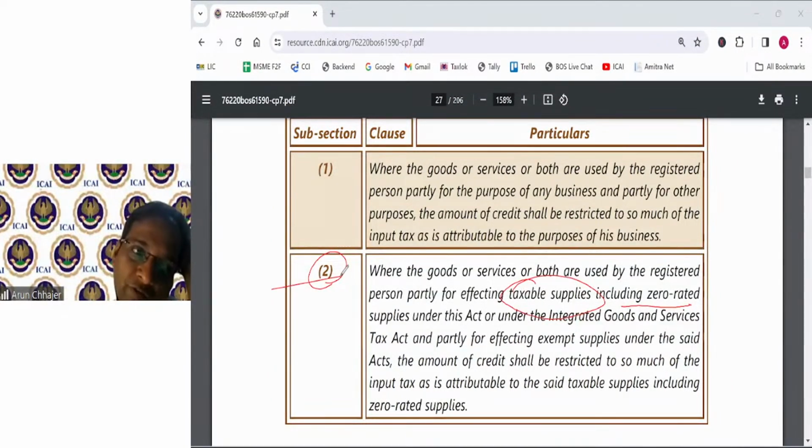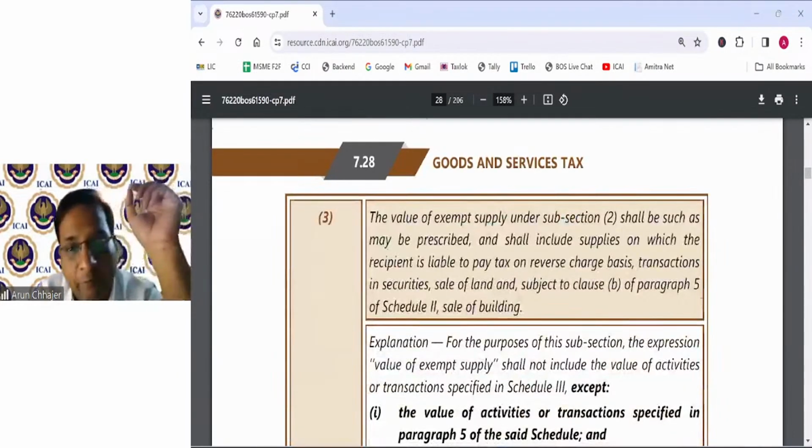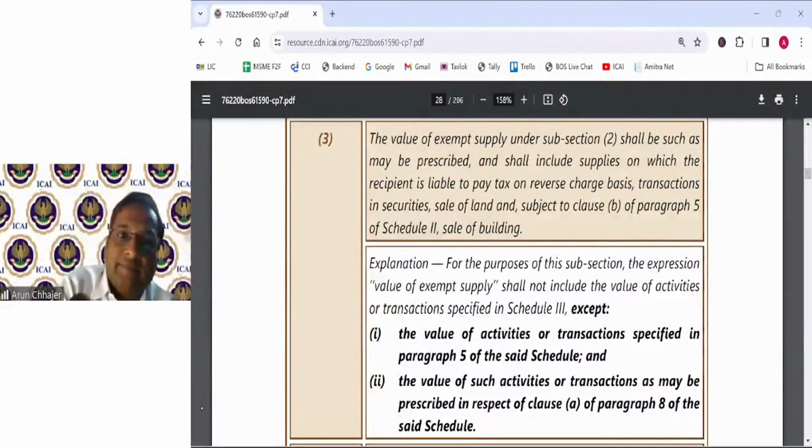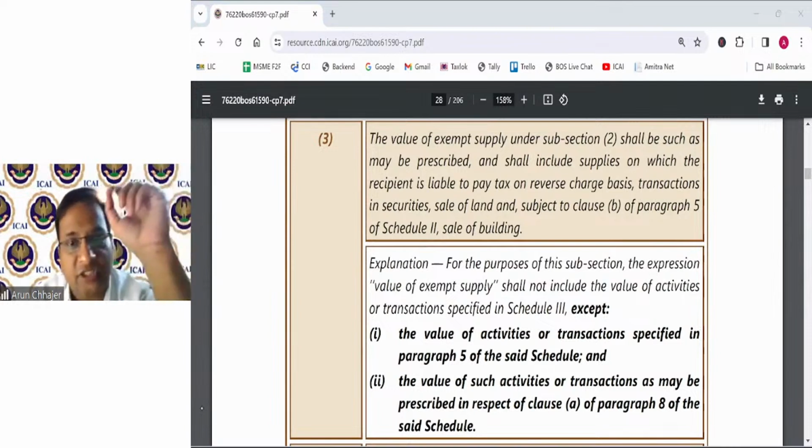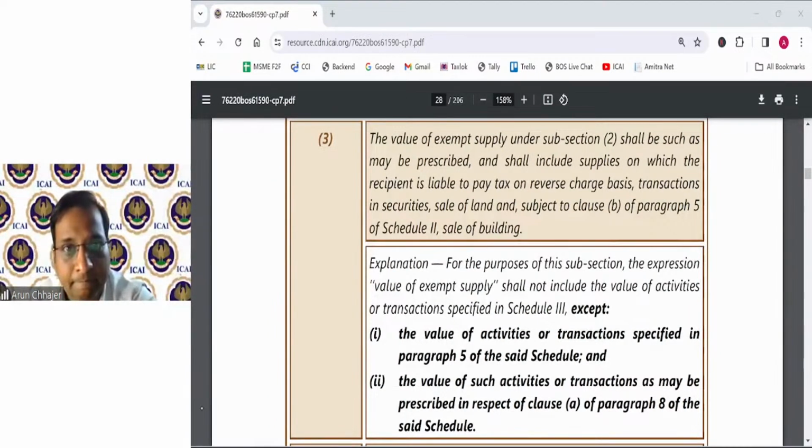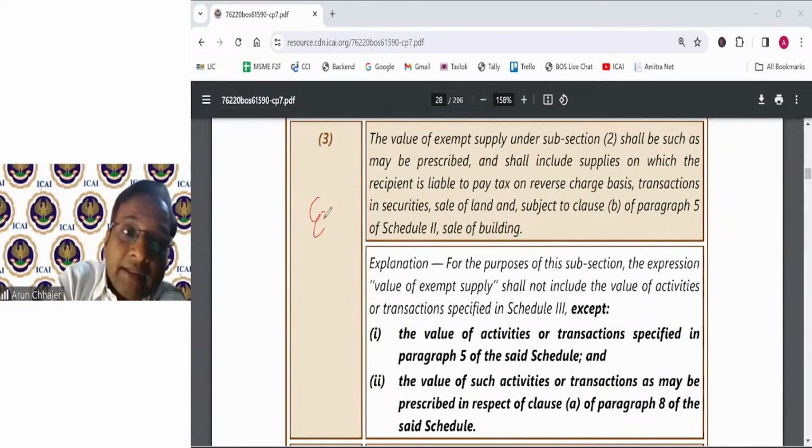Now, the meaning of exempted supply has been given in 17 subsection 3. But they have enlarged the scope of exempt supply only for the purpose of reversal of common ITC. 17 subsection 3 has defined the term exempt supply, but that term is defined only for the purpose of 17 subsection 2.